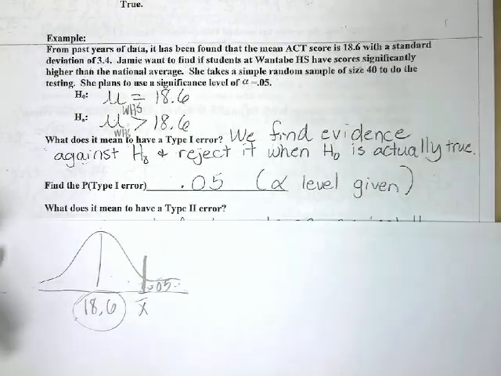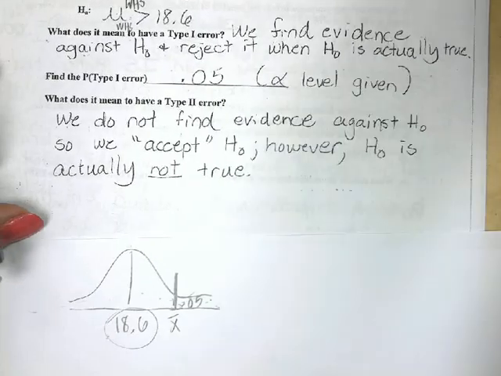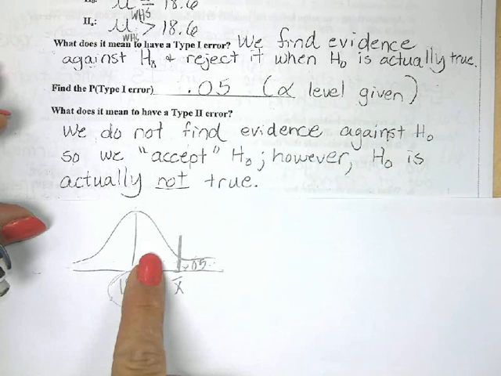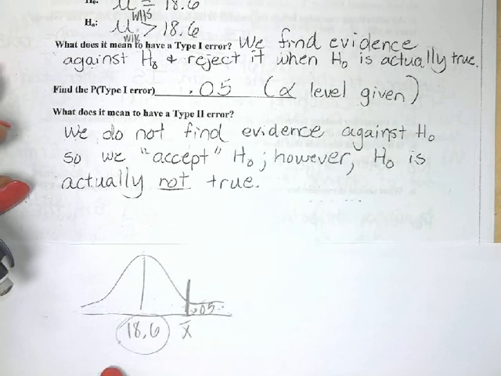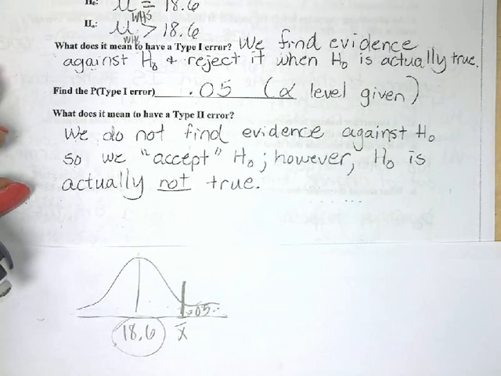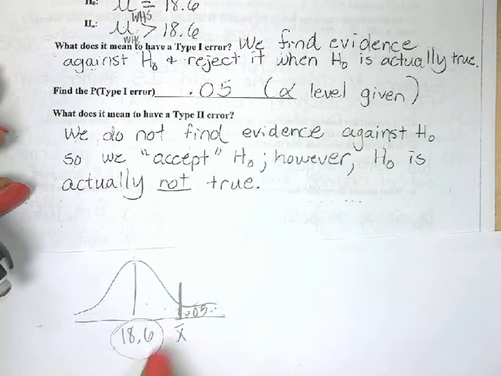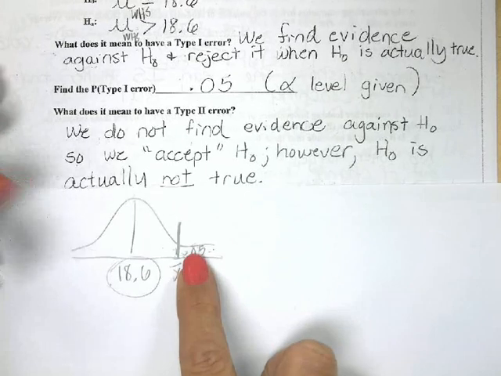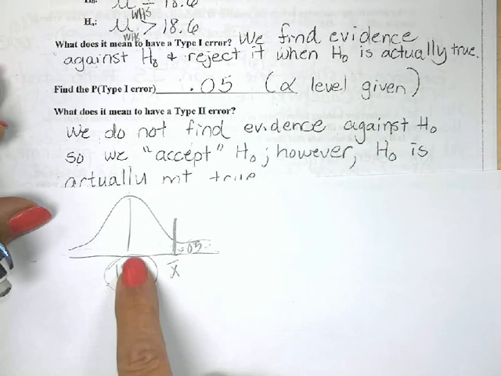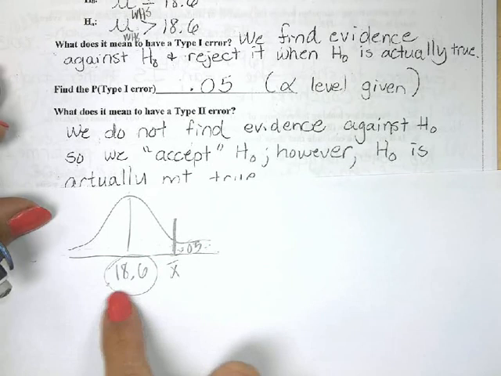Now, what does it mean to have a type 2 error? A type 2 error is where we don't find evidence against the null. So we find something that is consistent with the mean that we're assuming to be true, and that causes us to, quote, accept the null. However, the null actually was not true. So we find something that seems to be consistent. It's not in what we will call our rejection zone, and so we say, well, we don't think we have evidence against the null. We'll say the null is right, when in reality, the null is actually not correct. Some alternative where it's actually higher than 18.6 is true.